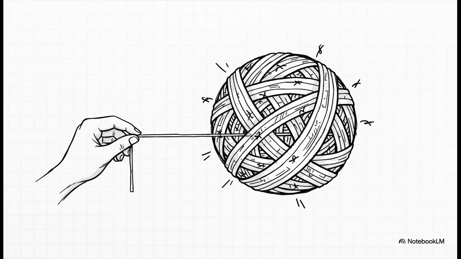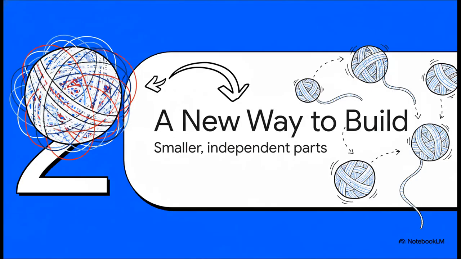Seriously, because everything is so tightly interconnected, making a change in just one tiny part can have totally unpredictable consequences somewhere else. You pull on one string, and the whole thing just gets knotted up. It makes updates super risky and incredibly slow. And that risk, that slowness, that's exactly what pushed developers to think differently. They started looking for a new way to build, a way to finally untangle that giant ball of yarn.